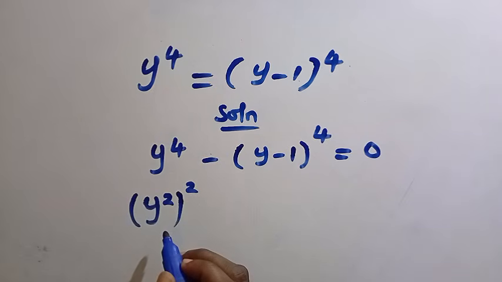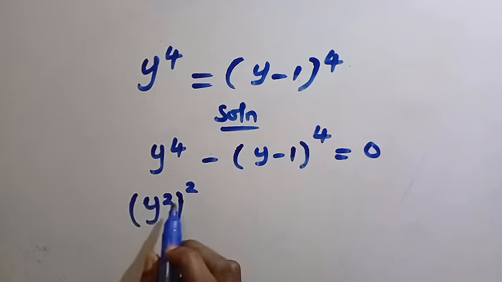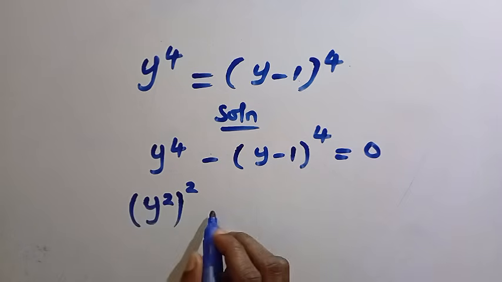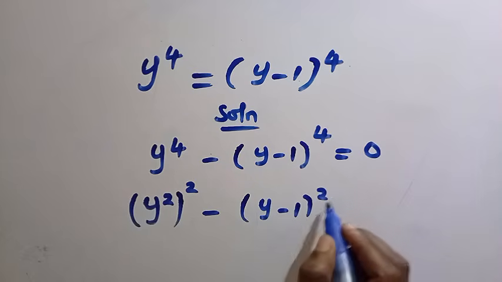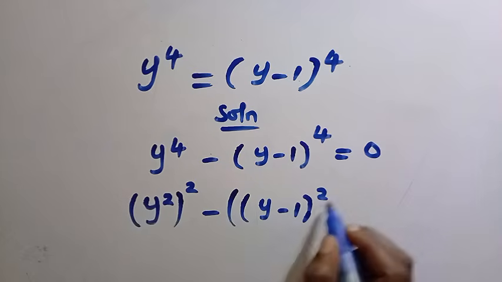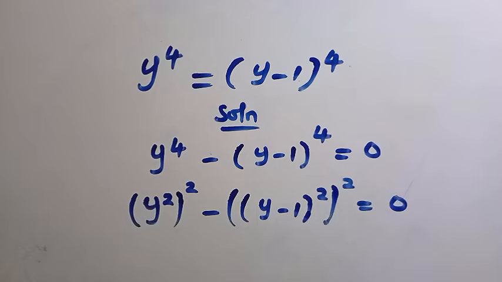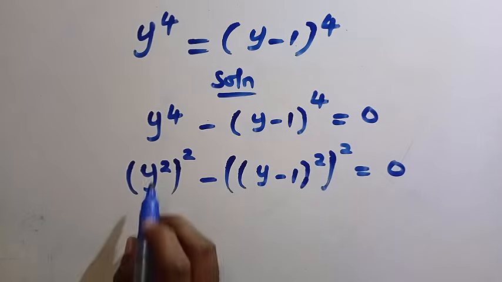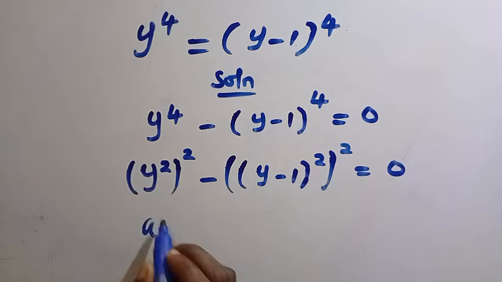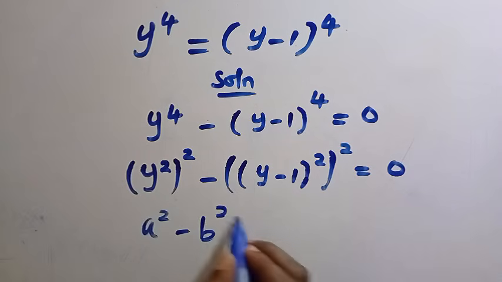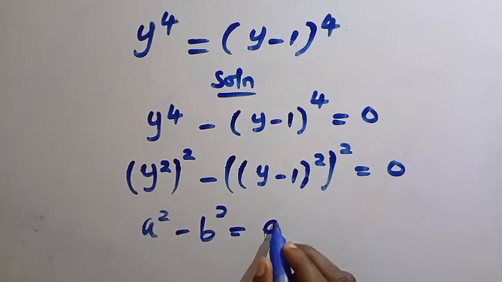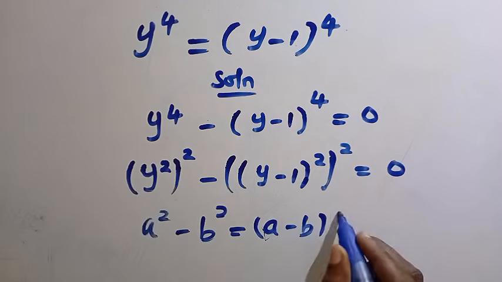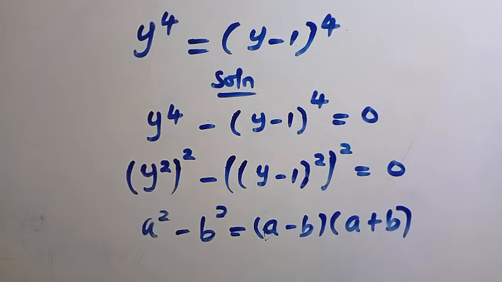So following the rule of indices, we still get this as y to the power of 4, then minus open bracket y minus 1 raised to the power 2, then all raised to the power 2 equals 0. So if this follows difference of two squares, assume that I have this as a squared minus b squared. This gives us (a minus b) multiplied by (a plus b).